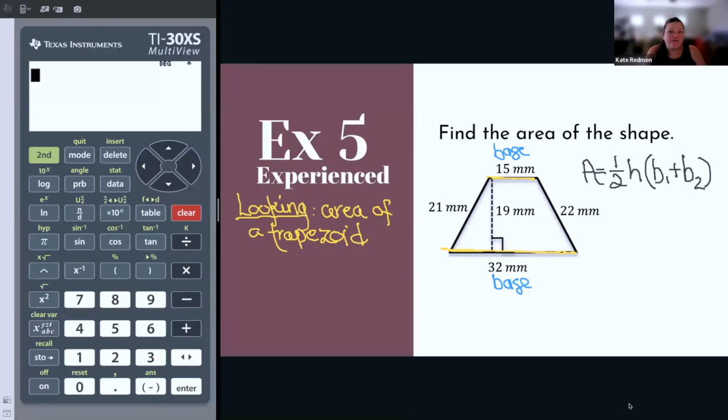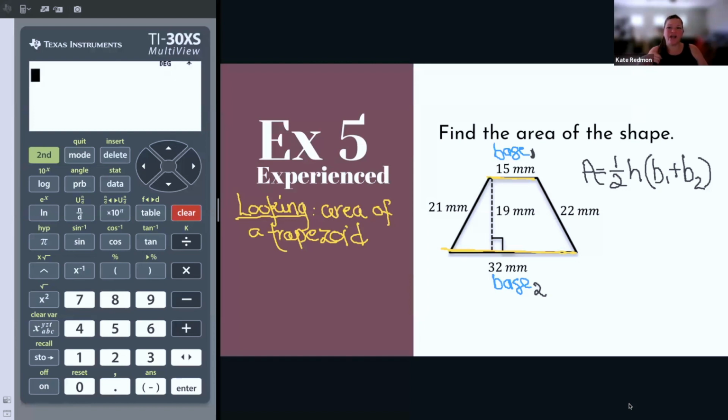Now we can see what variables are related here. So obviously we have that A for area, but we have an H and a B1 and B2. Let's start with the B1 and B2, because I think based on what we've already said about this trapezoid, you've got a pretty good guess about what B1, the first B, and B2, the second B, represent. What do you think? B1 would be 15. Yeah, absolutely. B stands for bases. It's those two parallel sides.